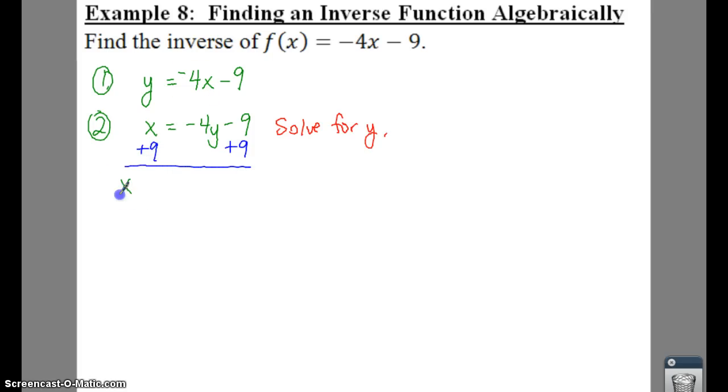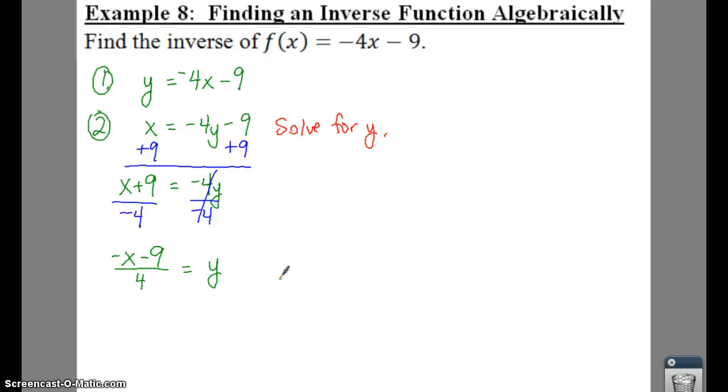And you get x plus 9. Then let's divide by negative 4. When you do that, those cancel, and you get a negative 4 underneath x plus 9. Usually you don't want to leave the negative in your denominator, so we're going to move it up to the top. Make your x negative, make your 9 negative, and make your 4 positive. So this is equal to y.